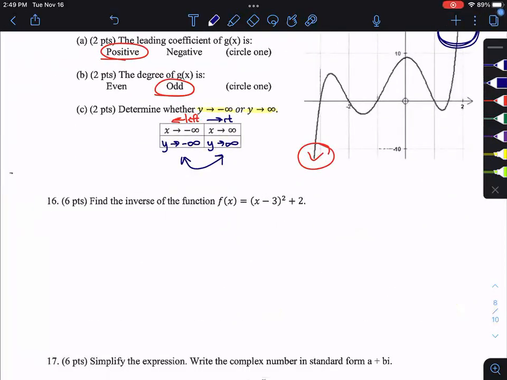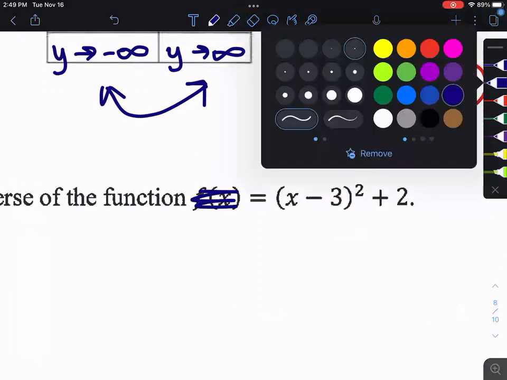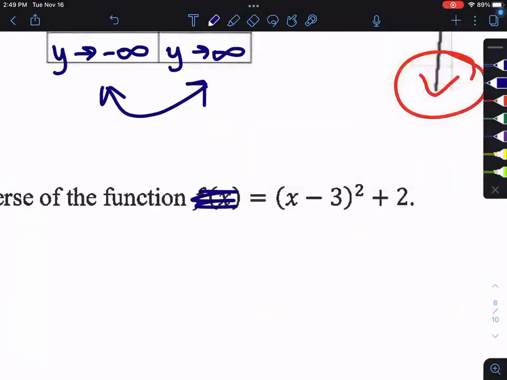Question 16, find the inverse of the function. To find the inverse of a function, we need to start off by taking the function notation out and replacing it with y. So we're going to take this out, and we are going to replace it with y.